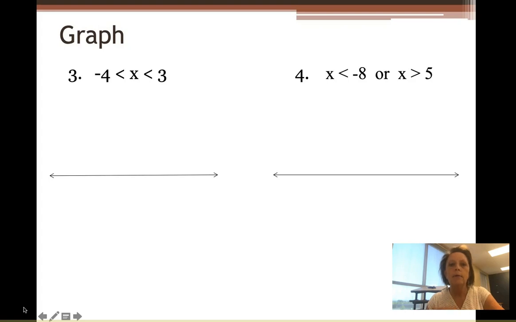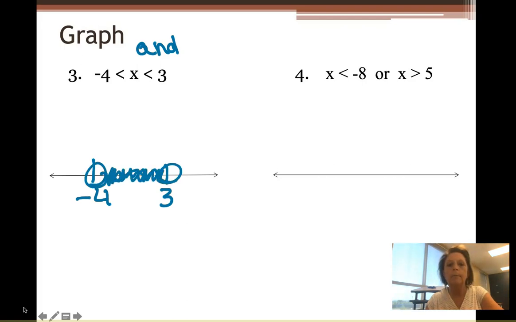All right, now that you've had a chance to try this on your own, on this first one, this is an AND, so we know we're going to have 2 points and it's shaded in between. So our 2 points would be -4 and 3. And it looks to me like they're both going to be open circles, and we're going to shade in between.